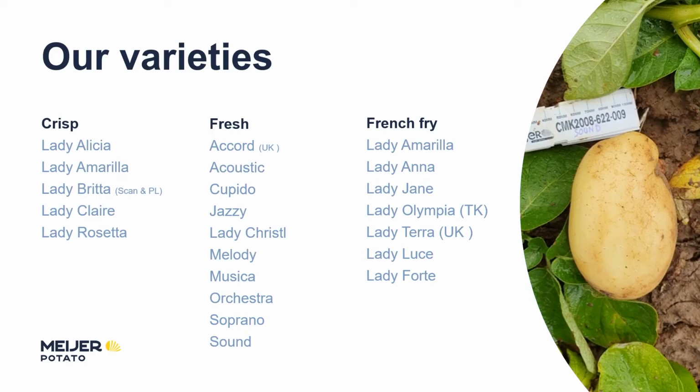Our oldest variety is Lady Rosetta. That variety brought us all over the world because it's a crisp variety. And the processed varieties, if you have a good variety, then the chance is very big that you can have it grown all over the world, if the variety is suitable for that, of course.